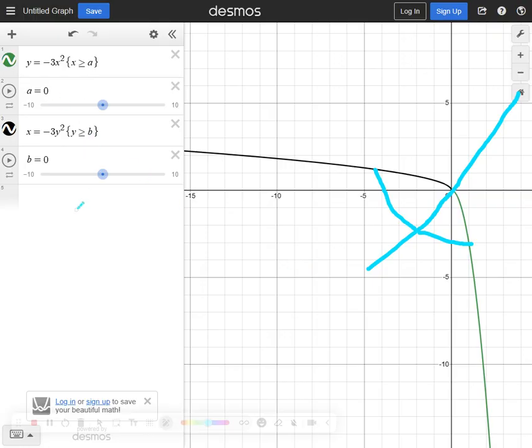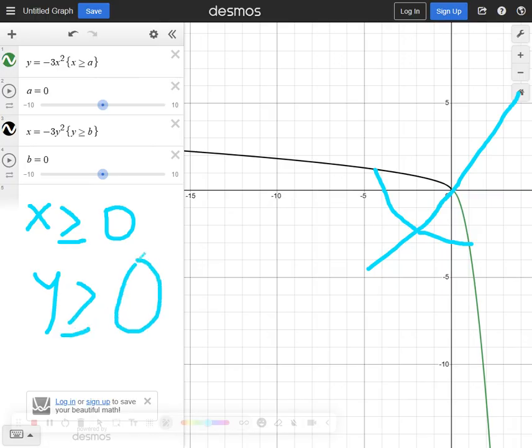So what is the restriction? Your domain restriction is x should be greater than or equal to 0, while your y is greater than or equal to 0 as well. This black one. Make sense? Alright, so if you got it right, good job.